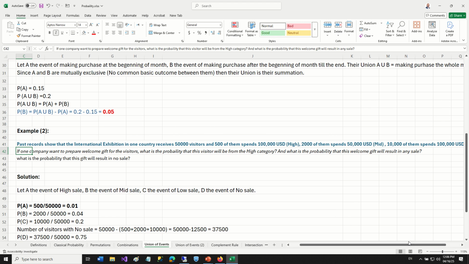Okay? So now, based on this historical data, if this exhibition is receiving say 50,000 customers or visitors, 500 out of these 50,000 are spending around $100,000. So this is considered the high category. And 2,000 of them are spending $50,000. So this is considered the medium category, or mid. And 10,000 are spending $100,000, which is the low category.